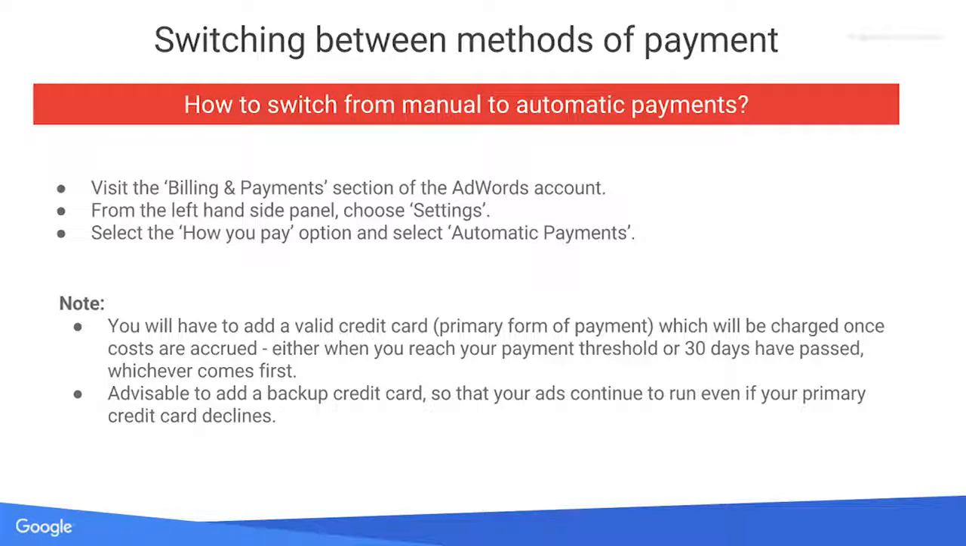To do this, visit the Billing and Payment section of the AdWords account. From the left-hand side panel, choose Settings. Select the How You Pay option and select Automatic Payments. It's important to note that to do this, you will have to add a valid credit card, which will be charged once costs are accrued.